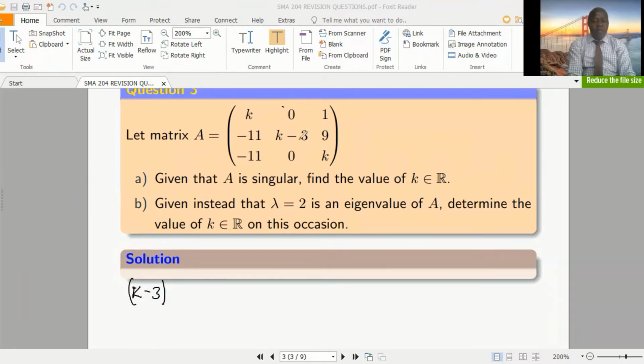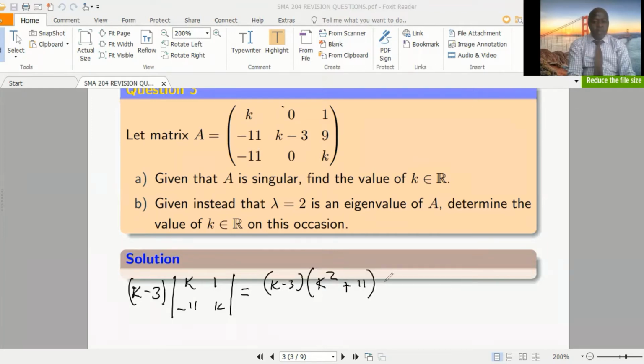So if I find the determinant along this column, this will be negative, positive. Now I'm at this element. I want to delete the column and the row that contain this element, and then find the determinant of the matrix that remains, which is K, 1, negative 11, K. When we delete that, we're left with K, 1, negative 11, K. And so this is K minus 3 multiplied by the determinant of this matrix, which is K squared minus negative 11, which is positive 11.